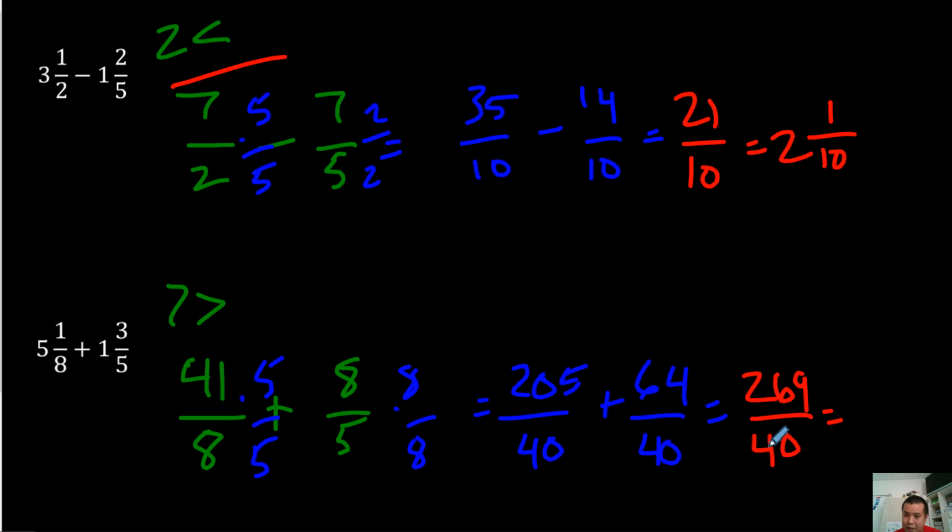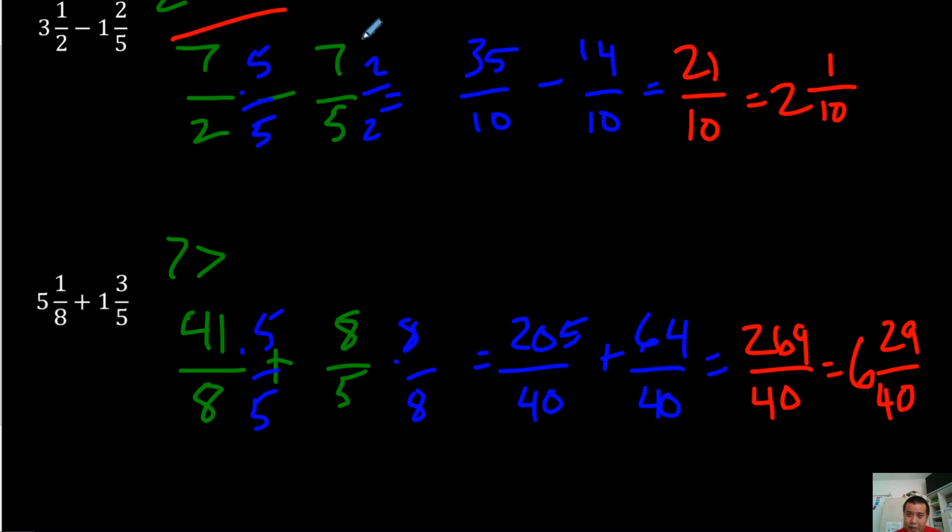The question is how many times does 40 go into 269, and the answer is 6 times, because 6 times 40 is 240. Then 269 minus 240 is 29 over 40, and that is as simplified as it gets, because 29 and 40 do not share any common factors. So our answer, which again is pretty close to our initial estimate of being less than 7, is 6 and 29/40 right here.